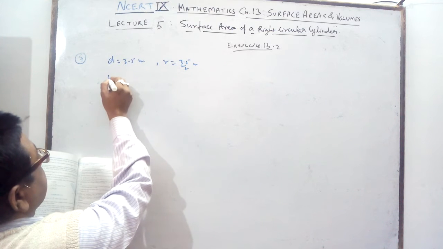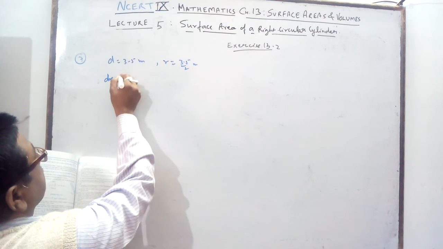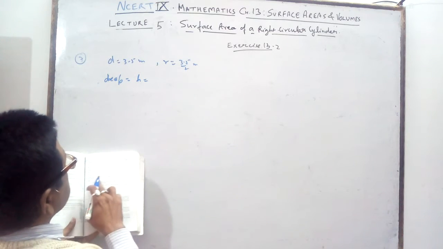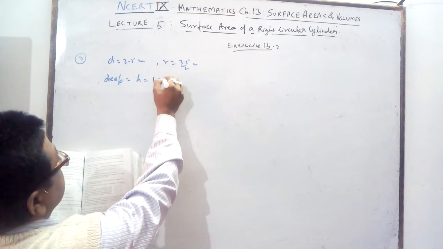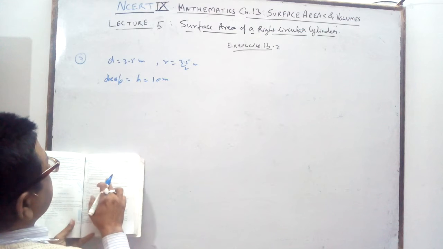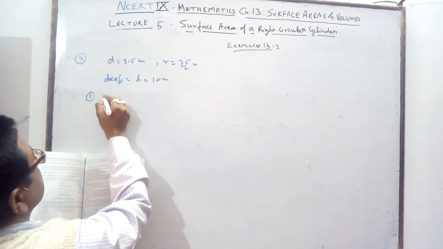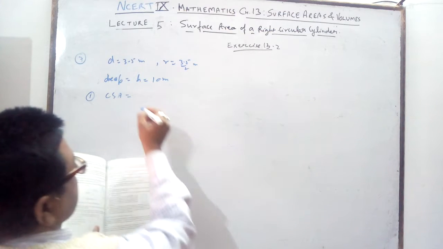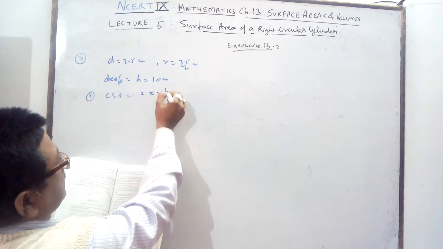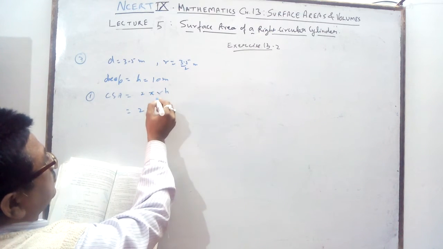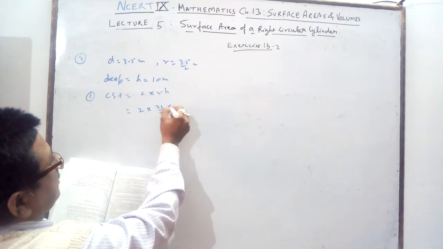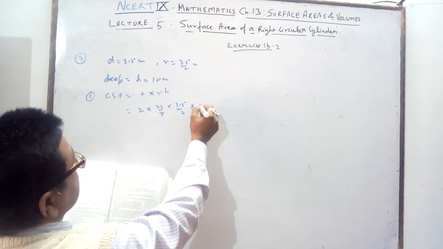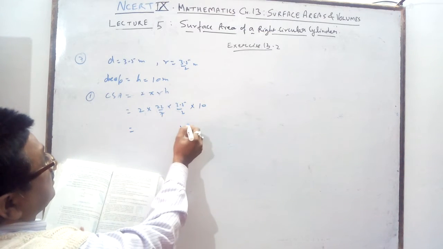And the depth is given, which is called the height. Depth is given, 10 meter deep. So your question is, find first the CSA. You want the inner curved surface area, that is 2 pi r h. So 2 into pi 22 by 7 into 3.5 by 2 into h is 10. You will get the answer in meter square.